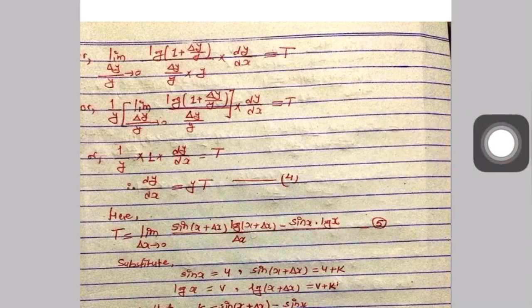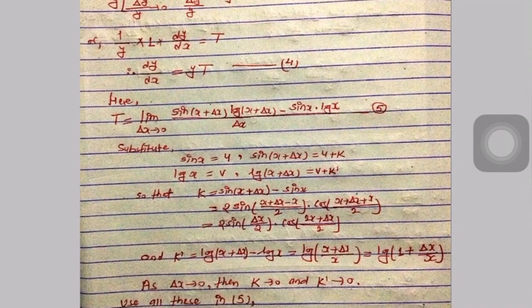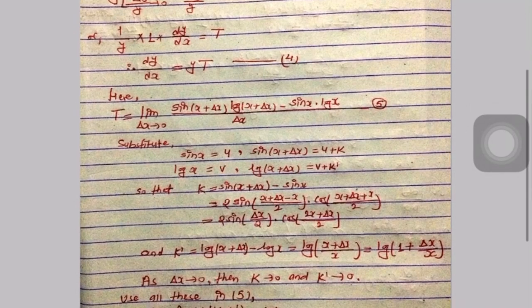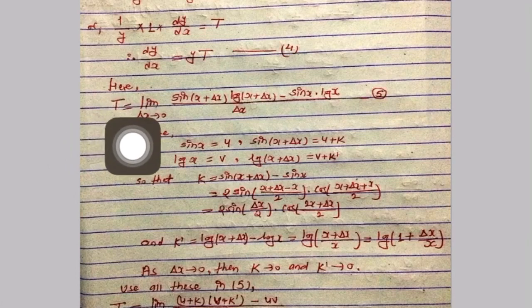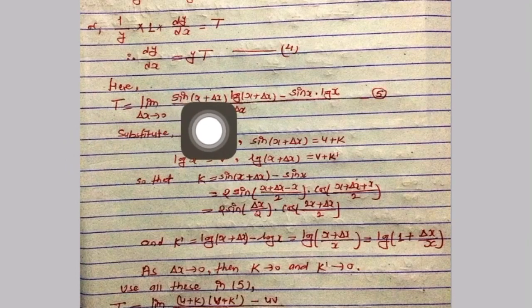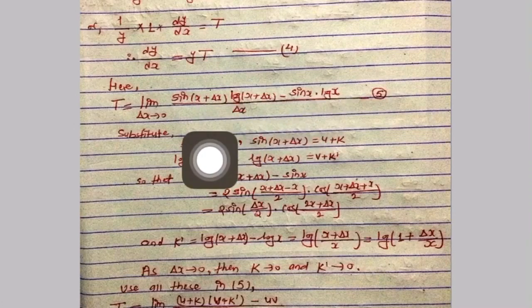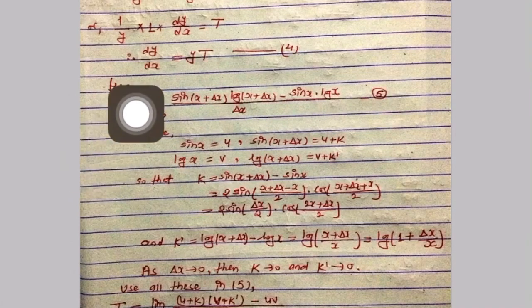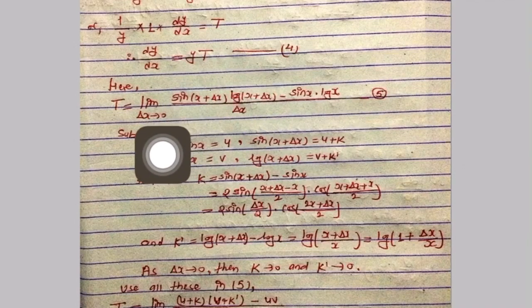Now we have to find out the value of t, and we have to replace the value of y so that we can get the derivative of the given function x to the power sin x with respect to x. Now from equation 4, what we have is t is equal to limit del x tends to 0 of sin of (x plus del x) log of (x plus del x) minus sin x log x whole divided by del x. And now to solve this problem, we have to substitute here some values.